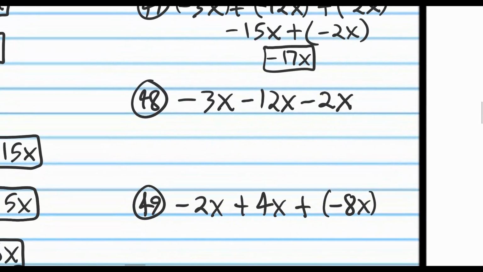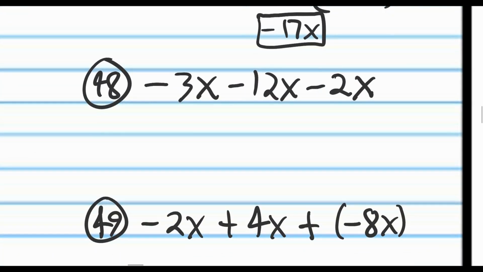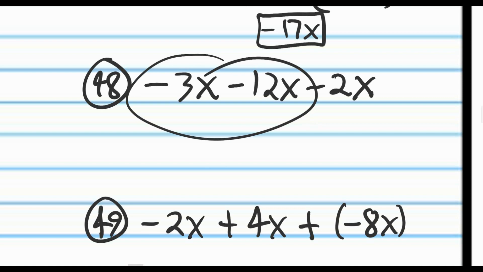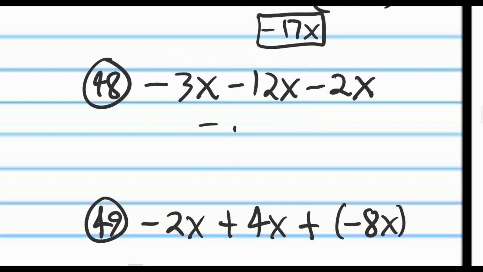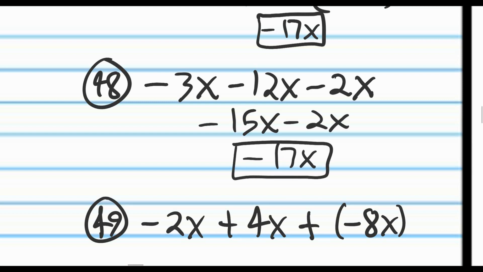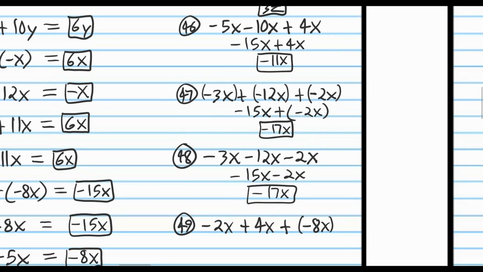All right, now 48 is the condensed notation. So this is probably going to cause some nervousness. Negative 3x minus 12x is negative 15x. And then negative 15x minus 2x is negative 17x. So that problem was actually the exact same problem as the problem above, but it was just a condensed form.